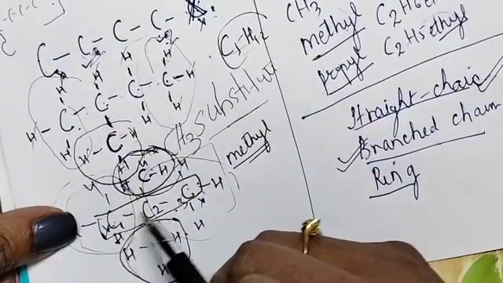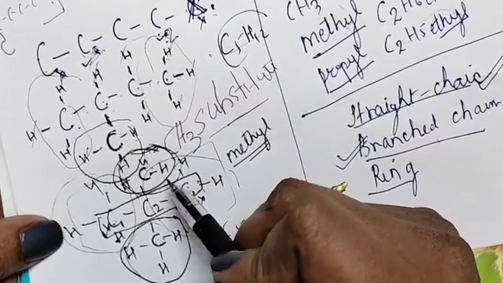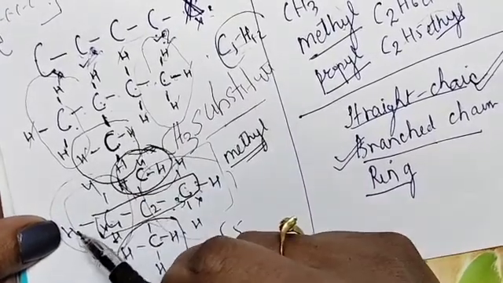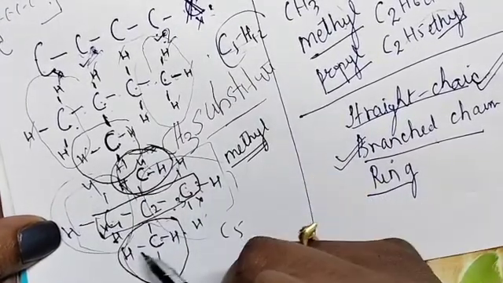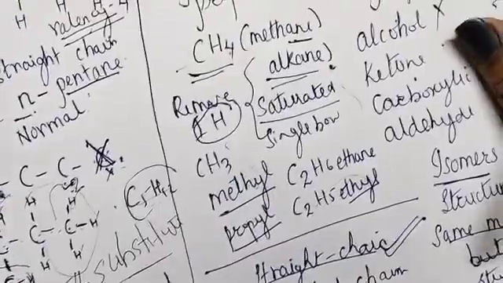If you count 1, 2, 3, 4, 5, that is 5 carbon. Let's count hydrogen: 1, 2, 3, 4, 5, 6, 7, 8, 9, 10, 11, 12. So hydrogen is again 12. Your formula is not changing, only the structures are changing.